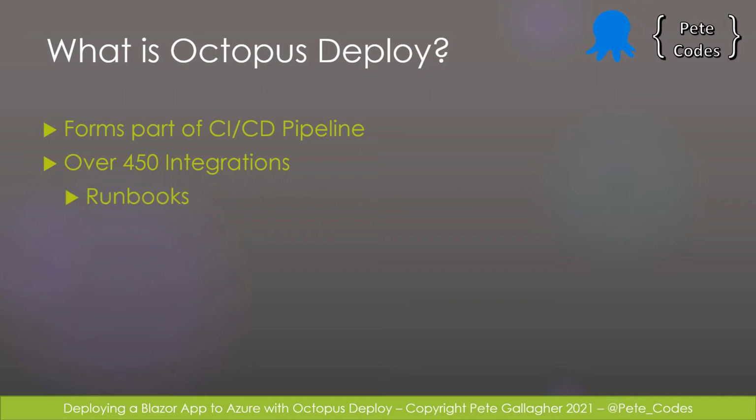We also have this theory of runbooks, which allow us to perform additional operations on top of our normal deploy, where we can say perhaps patch a server or stop a website or fail over if there's been a disaster, or say deploy an Azure ARM template as part of this process as well.